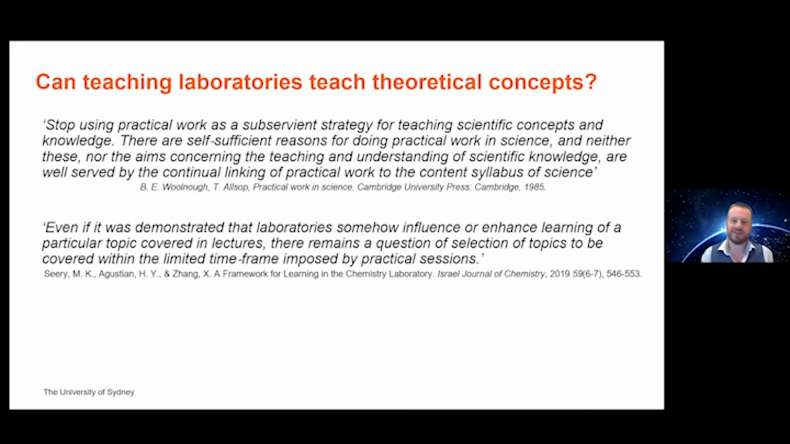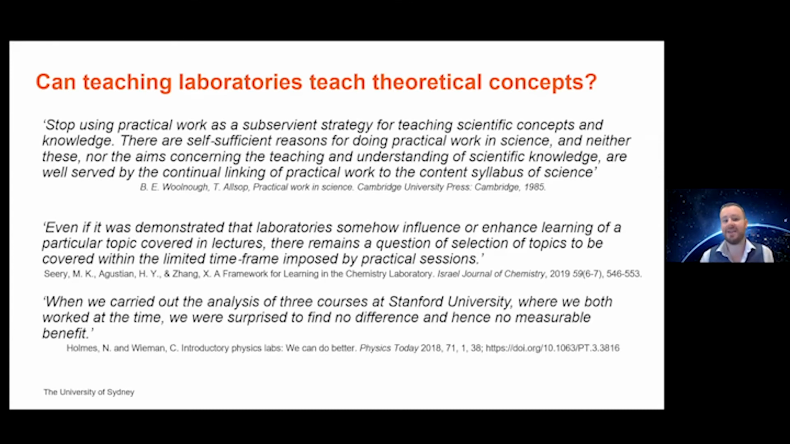The next piece of literature that I'm going to use was actually a really big study that was done in physics, not chemistry. They were looking at students who undertook a lab that covered a given concept and wanted to know, do they perform better on a subsequent exam if they happen to do a lab on that concept? And what they found unequivocally was that when they carried out the analysis of 3 courses at Stanford University, they were surprised to find no difference and hence no measurable benefit. That's a pretty clear-cut statement. And this was a very large cohort of students over multiple instructors. They simply found that there was no obvious benefit, at least through examinations.